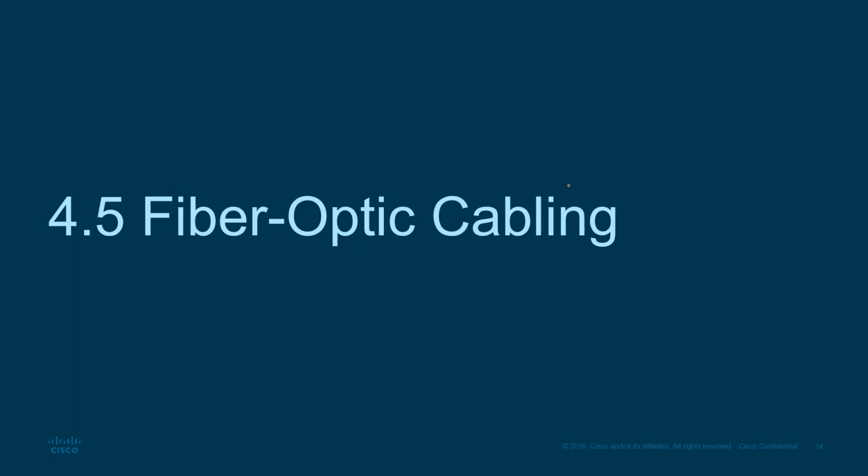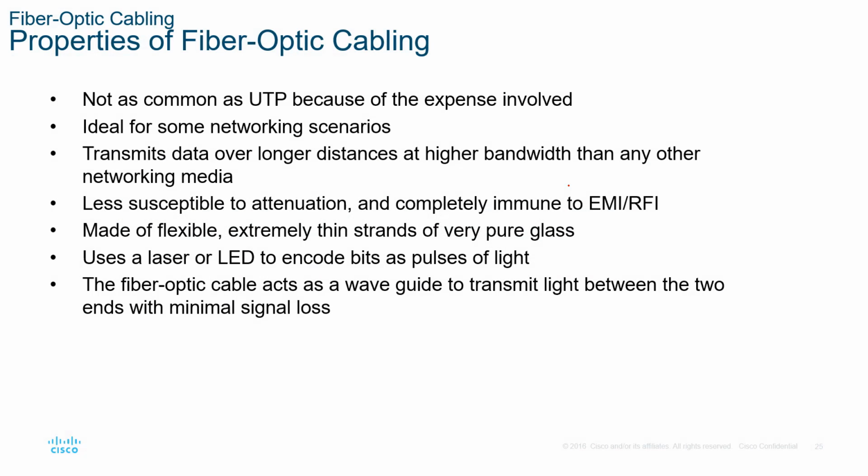So moving on, let's talk about fiber optic. Fiber optic is not as common as unshielded twisted pair. Fiber optic is using a light source to send data. While fiber optic is definitely more suitable in certain networking situations, it is a little more expensive. The light could be either a laser or LED, and the core portion of the fiber optic cable could be glass or plastic polymer.